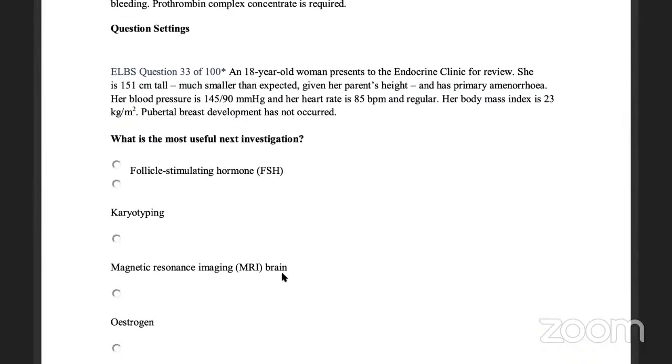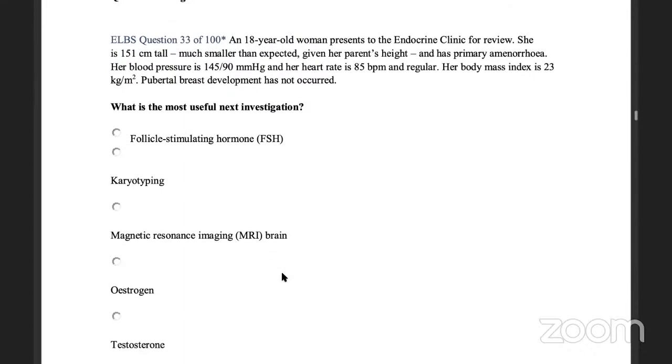What is the most useful next investigation? An 18-year-old woman attends the endocrine clinic for review. She is 150 centimeters tall and much smaller than expected given her parents' height. She has primary amenorrhea, blood pressure 145/90, heart rate 85 regular, BMI 23, and pubertal breast development has not occurred. FSH, karyotyping, MRI, estrogen, and testosterone. Karyotyping?